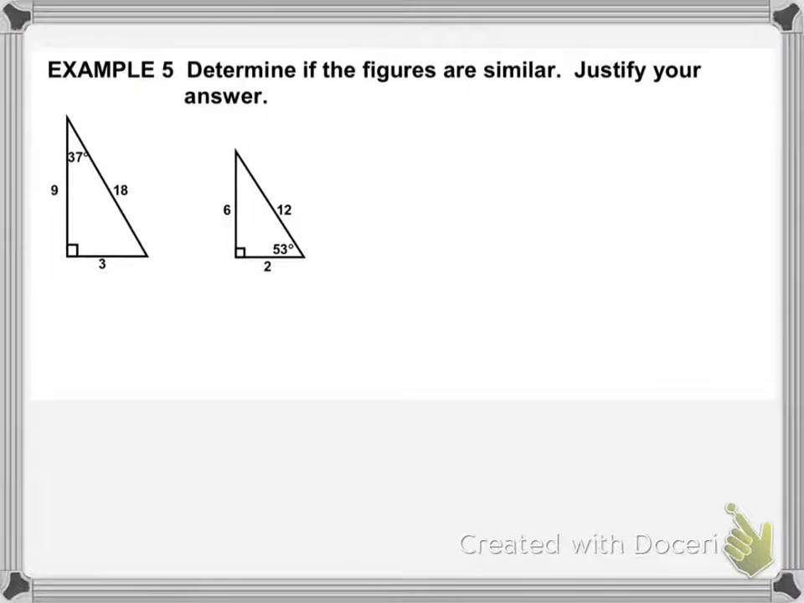In this example, we're going to first determine if the figures are similar. So we're not being told they're similar, we have to figure it out. So remember the two things that must be true in order for polygons to be similar. Corresponding sides must be proportional, corresponding angles must be congruent.